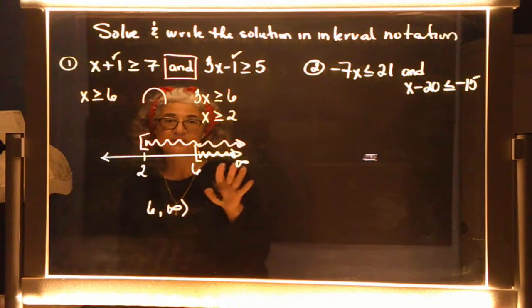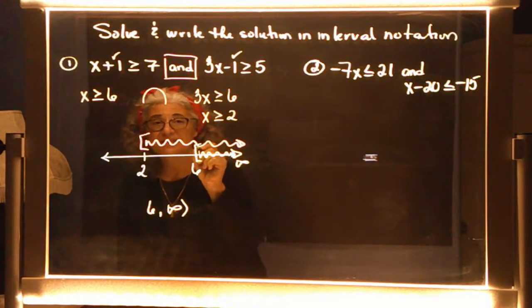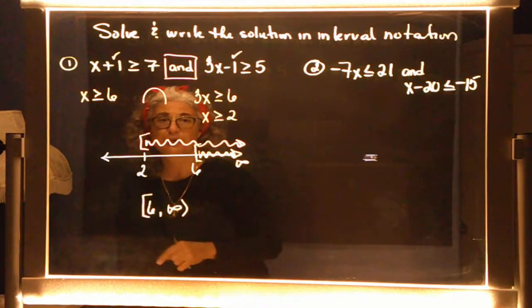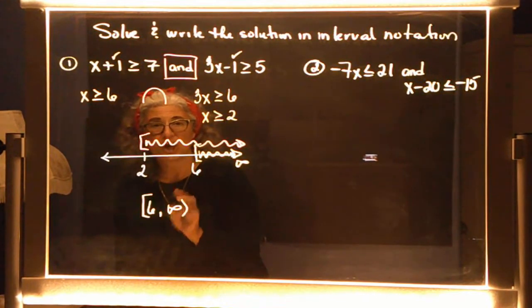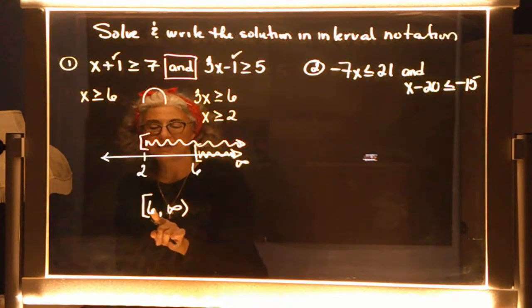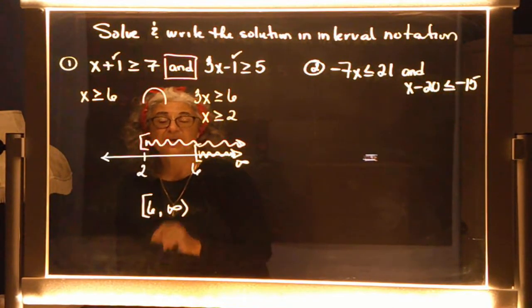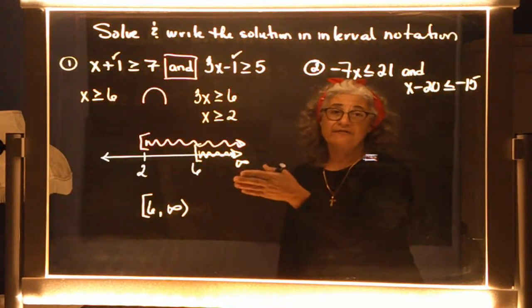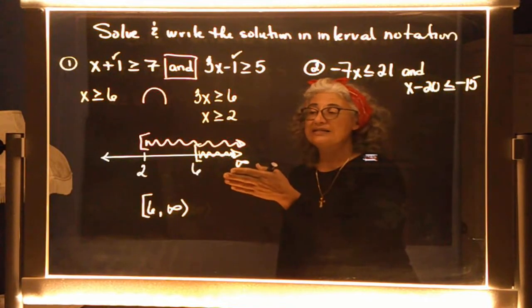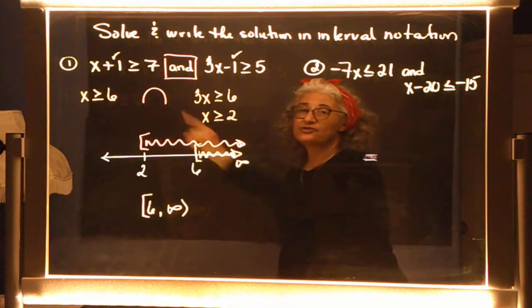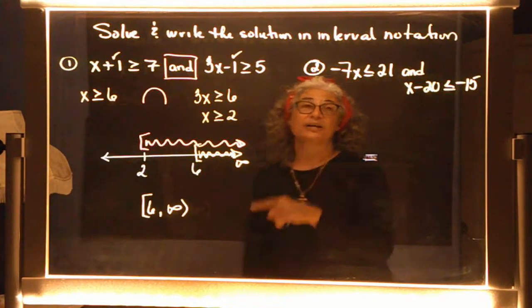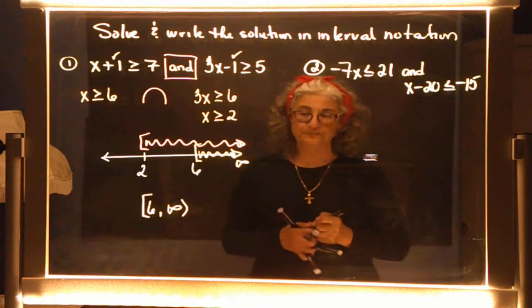Now, we always put a parenthesis on the infinities. Now, on the 6, yeah, since it's used in both shadings, I'm putting a bracket. So, the overlap between the 2 solutions is from 6 to infinity. That is why, even though they didn't say it, you should literally graph the 2 answers so you can see, in this case, where the intersection is, where the overlap occurs. Good? Okay, let's look at problem number 2.